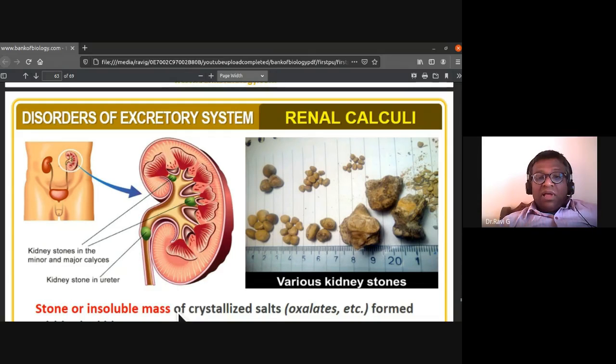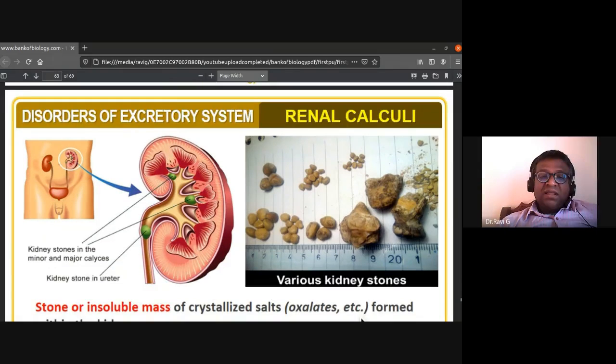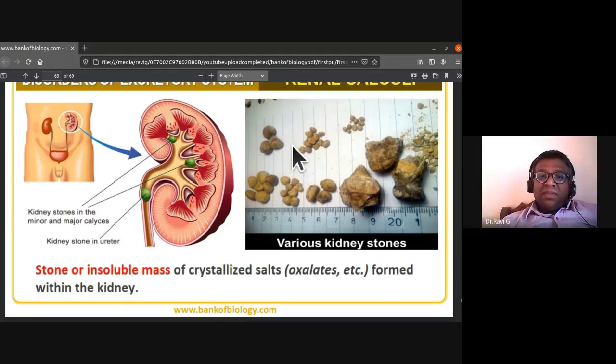Calcium oxalate is found more in spinach, and if our diet includes a lot of such oxalate, it can cause kidney stones, or renal calculi. Stones are insoluble masses of crystallized salts, oxalates, calcium oxalates, formed within the kidney, and they cause blockage of the flow of urine. This is what we call kidney stones.